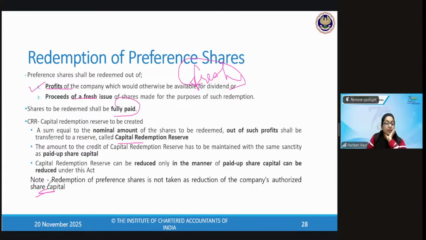CRR can be reduced the way a company's reduction of share capital happens, but redemption of preference shares is not a reduction of share capital. Very good, Dhruti. Correct answers.